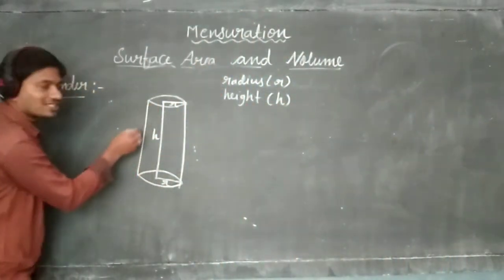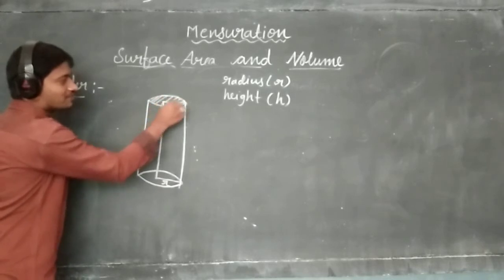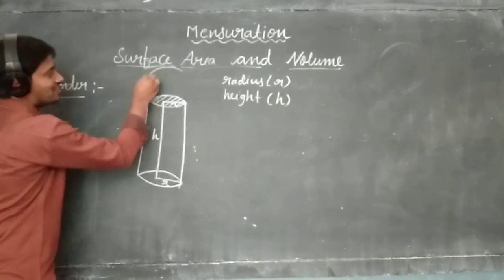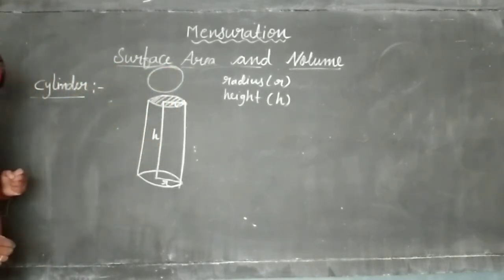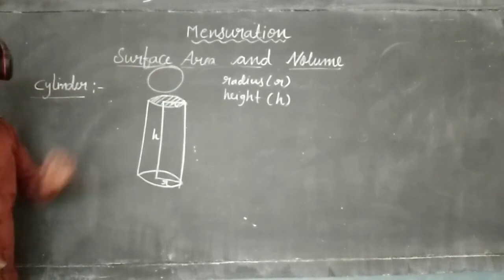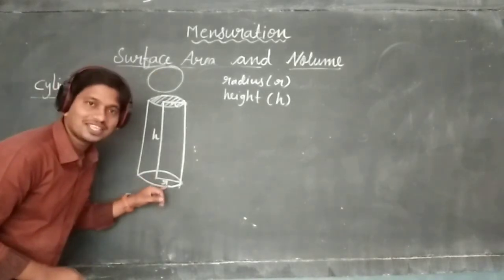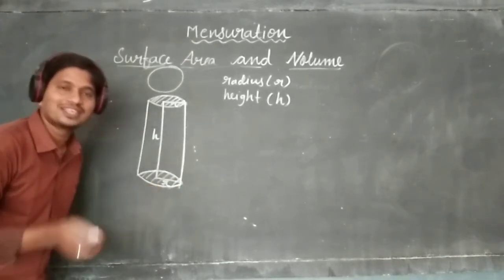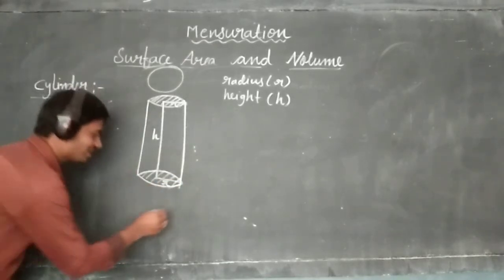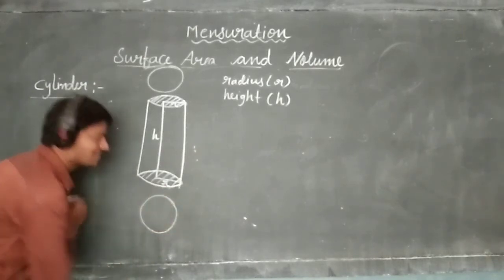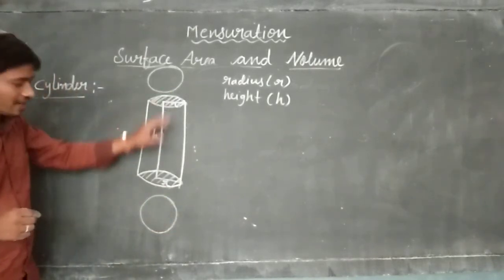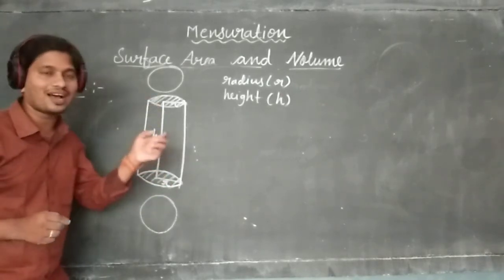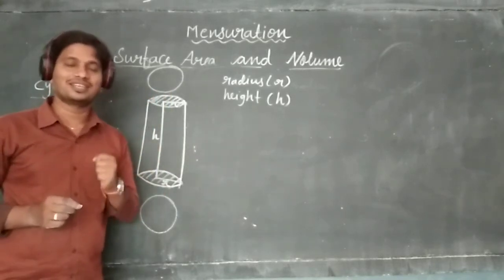This is our top face, which is in the shape of circle, and this is our bottom face, which is also in the shape of circle. Let me draw here. This is top face, and this is bottom face. Both are identical, and they are in the shape of circle.